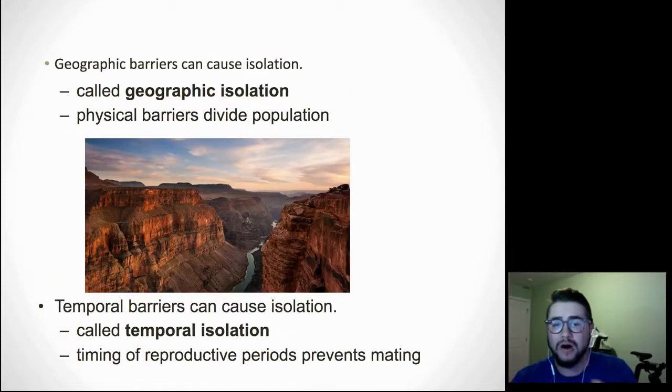And so all of those together, temporal, geographic, and behavioral isolation, can all lead to reproductive isolation. Reproductive isolation is when they can no longer mate together. If they can't mate together, and if that continues for a certain amount of time, that reproductive isolation can turn into speciation, where now they've turned into two separate species.